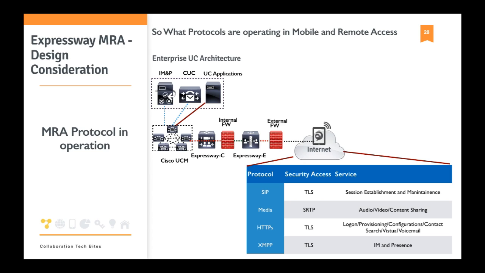Okay, so what are the protocols that operate in Mobile and Remote Access? As we explored before, we have several protocols. One is SIP registration, so SIP over TLS for session establishment and maintenance of the session itself. For media, we are transporting audio, video, and content sharing, and we must transport it securely on the internet, so we use TLS for signaling and secure RTP for media.